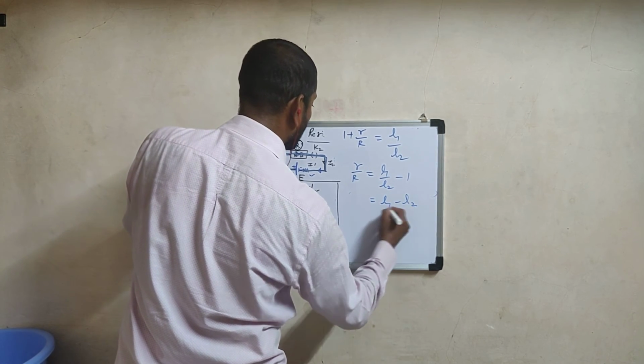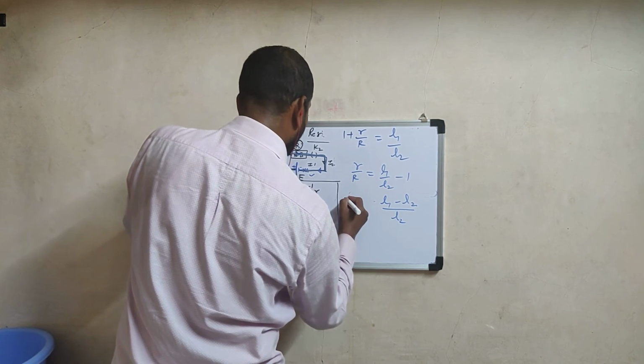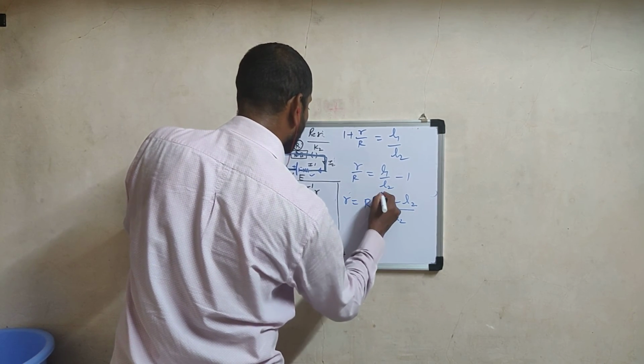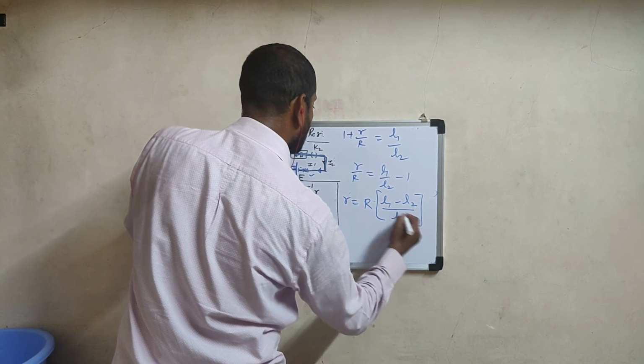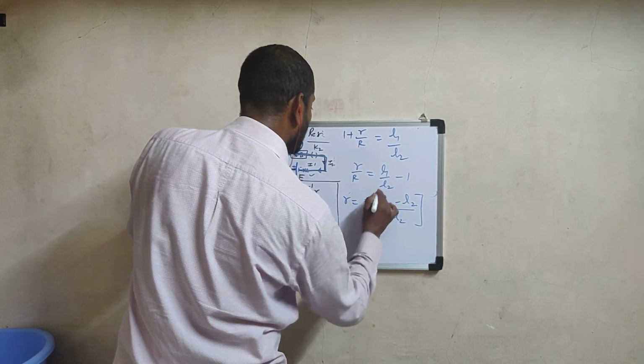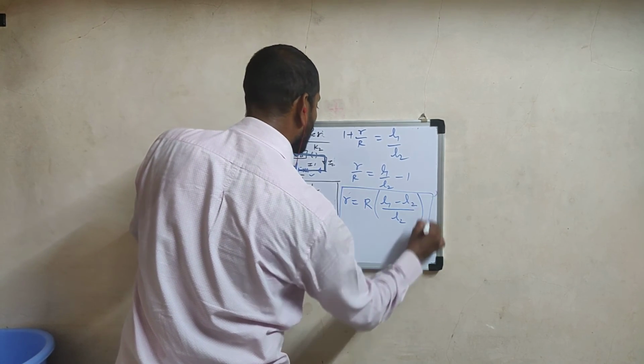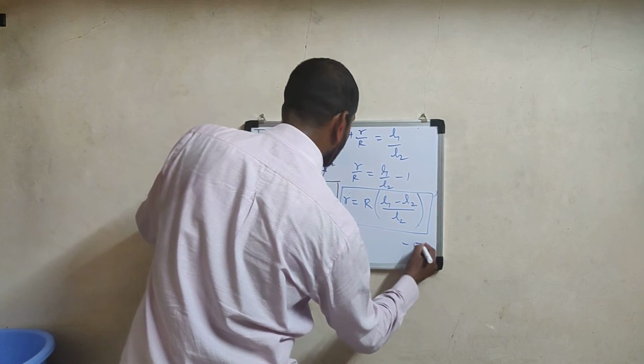L1 minus L2 upon L2 is equal to small r upon capital R. Or, taking capital R to that side, small r is equal to capital R in brackets, L1 minus L2, divided by L2. This is a very important equation. Mark it as equation number 5.